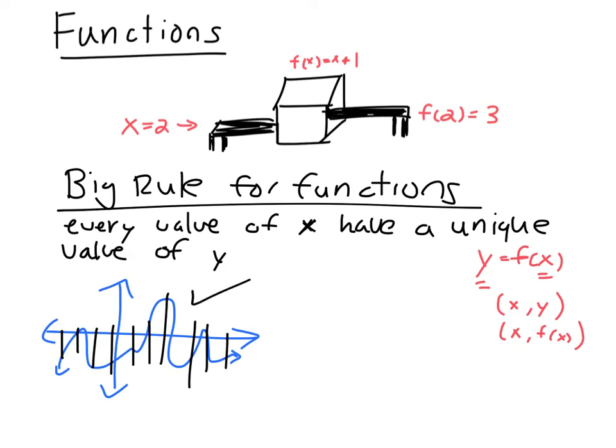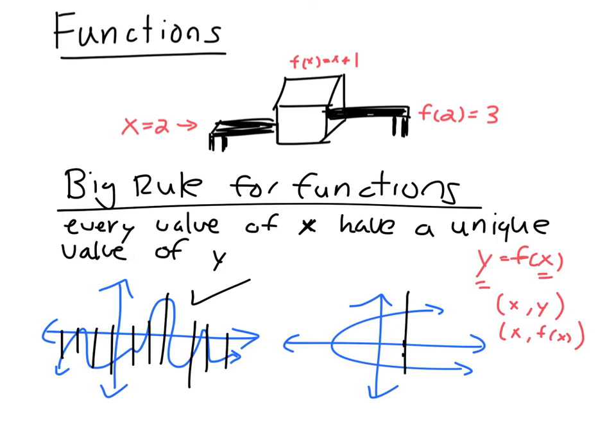This is a function. Now, if I were to have a graph that looks like this, and I go here to x equals 1 and look for the corresponding value of y, there's a value of y up here, and there's a value of y down here. So this is not a function. That's the most important rule when it comes to functions: every value of x has only one value of y. And there you go. There's your basic introduction to functions.